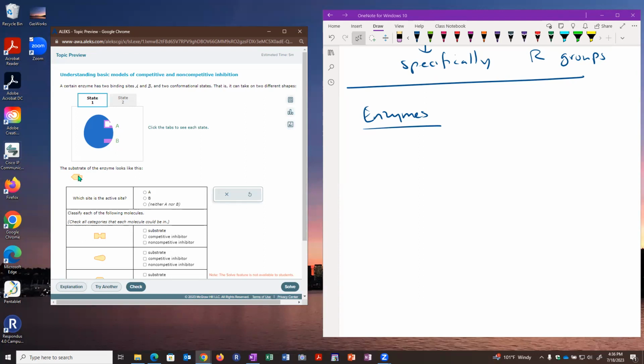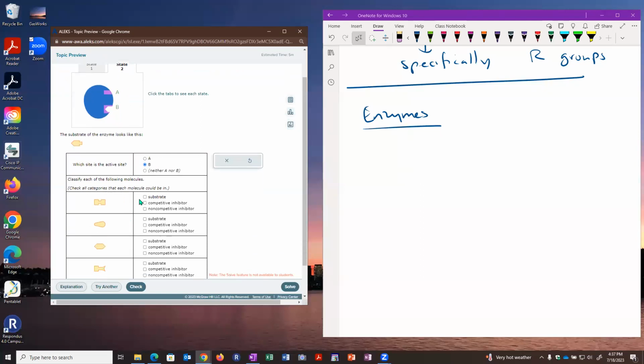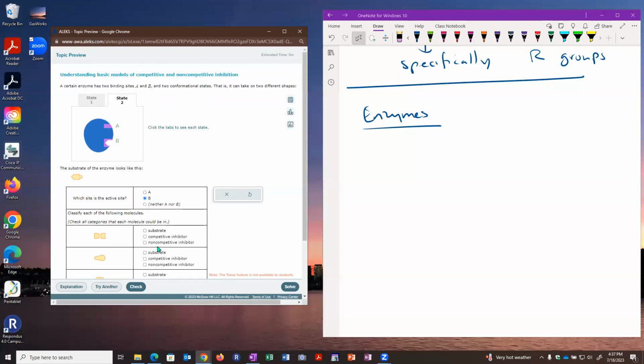Okay, so if you look at state 1 and state 2, there's only one state in which there's the active site that is complementary to the shape of the substrate, and that's state 2, specifically site B. All right, so in state 1, there isn't a place for the substrate to bind. In state 2, there is this site here. So the active site would be site B in state 2. So it says now classify each of the following molecules.